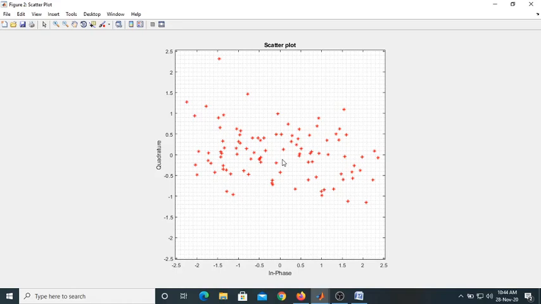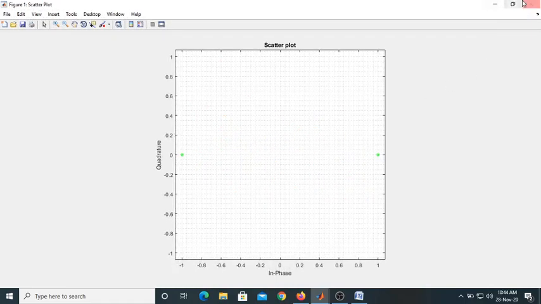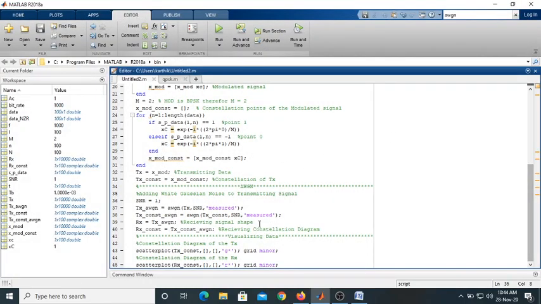Now you can find some differences. It depends upon how much noise is added. Now, this is for low SNR. Suppose I increase the SNR, which means noise is very, very low. So I am increasing SNR to 100, which means noise is very, very low.